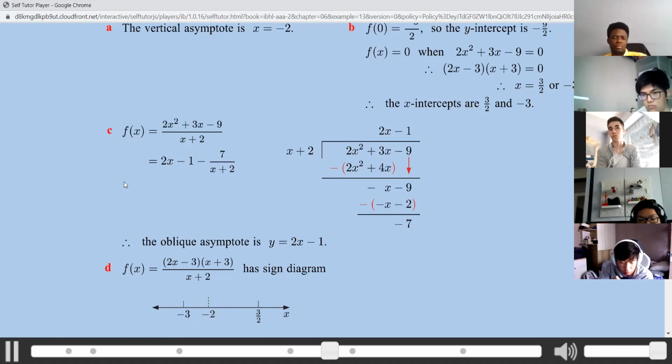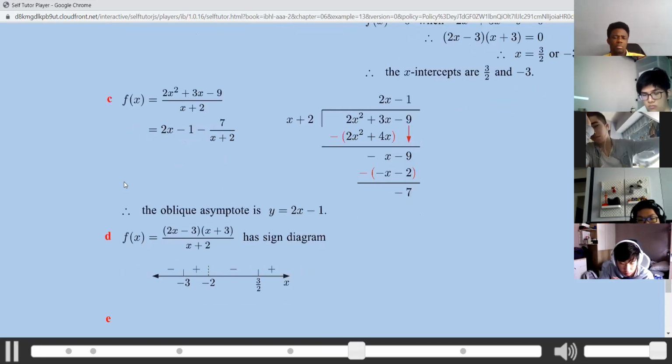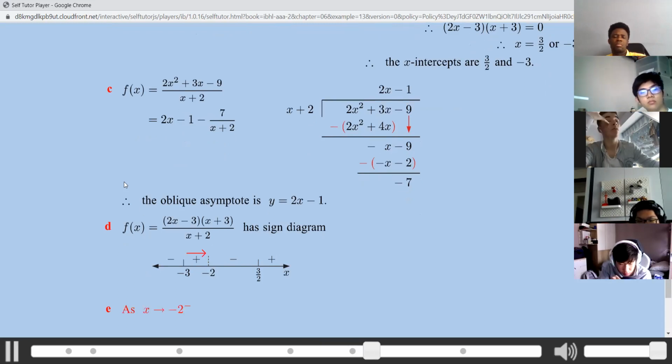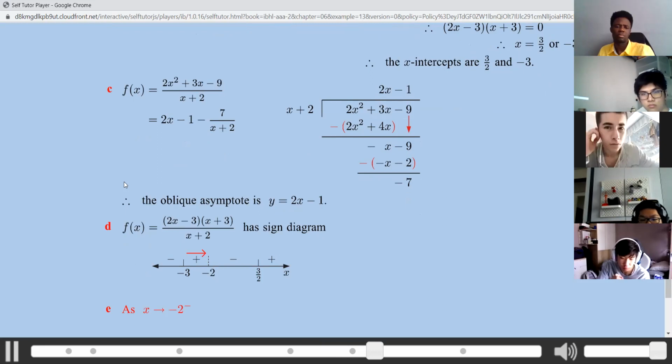When x is large and positive, both the numerator and denominator are positive, and so the function is positive. Each factor is single, so the signs alternate. The sign diagram helps us describe the behavior of the function near the asymptotes. Just to the left of minus 2, the function is positive. So as x tends to -2 from the left, the function tends to infinity. Just to the right of -2, the function is negative. So as x tends to -2 from the right, the function tends to -infinity.